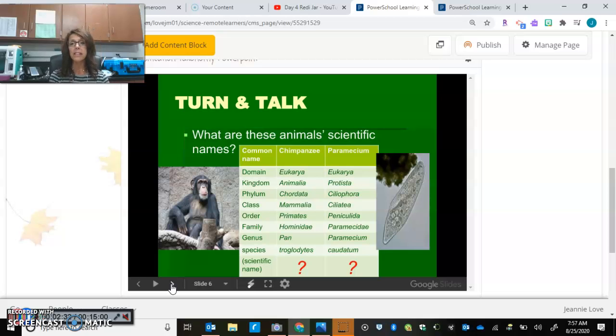So what are these animals' scientific names? To get the scientific name of the chimpanzee, we put the genus name Pan first and the species name troglodytes second. Can you tell me what would be the scientific name for the paramecium? It would be Paramecium caudatum.